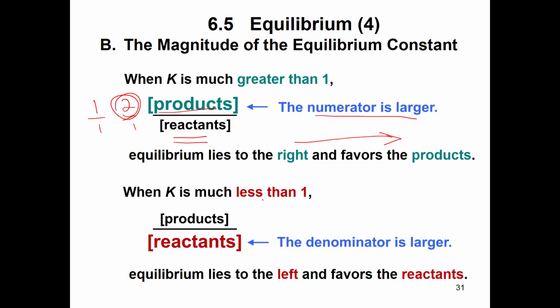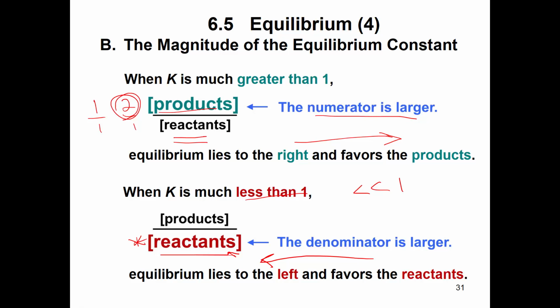If K is much less than 1, then the reactants are higher concentration than the products. The denominator this time is what is large, and so it will be favored to the left, which is favoring the reactants because they're what is higher concentration. So you have higher concentration of reactants. That means that the whole reaction is going towards the left, back towards the reactant.